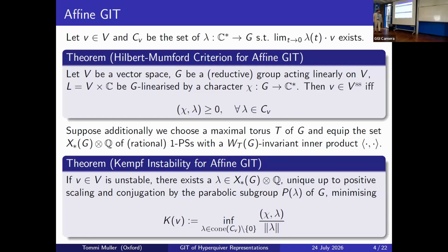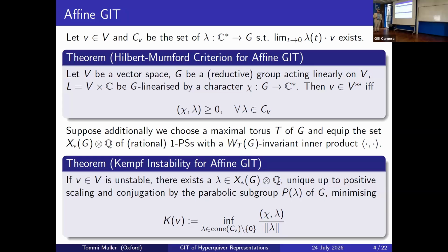So the Kempf functional looks like this. It's the pairing over the norm with respect to the inner product. Then we minimize over the rational cone of all one parameter subgroups for which the limit exists. If a point is unstable, then you can find a way in which it's maximally destabilized by some unique one parameter subgroup. So this is stability, semi-stability, and non-semi-stability at the point level.